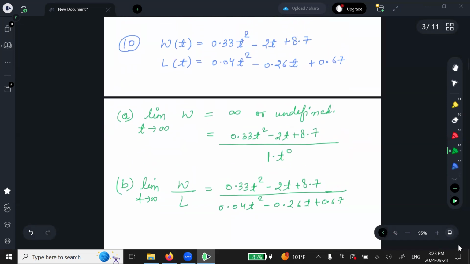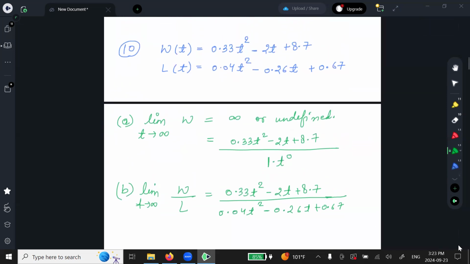To apply the rule, right? Because I'm finding a limit as t approaches infinity, but I don't have a fraction. So how do I get a fraction? I just divide by 1. Right? But 1 means what? The power of top will be higher than the power of bottom. Right. So that's why the limit is infinity. So I'm just explaining why the limit is infinity for part A. Yes.